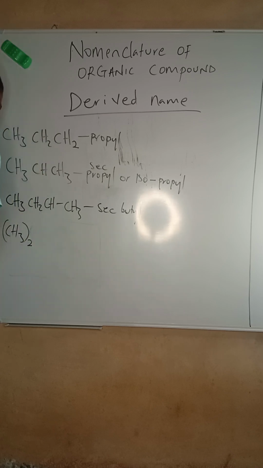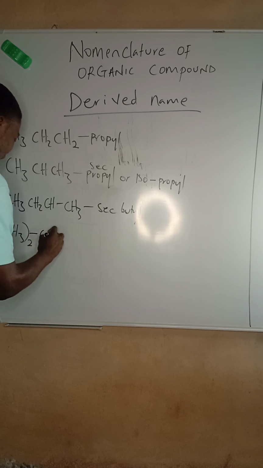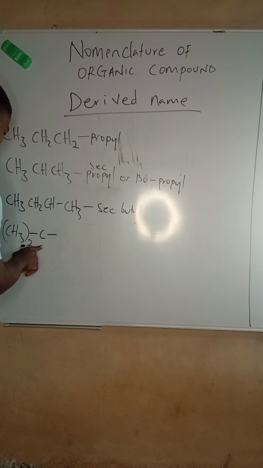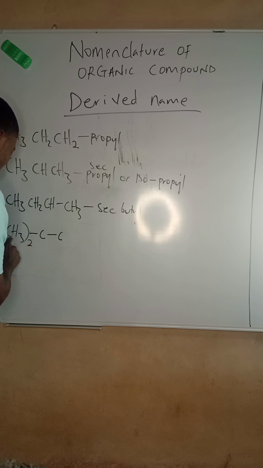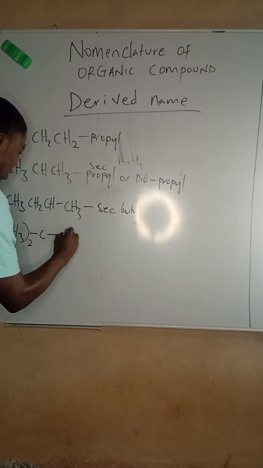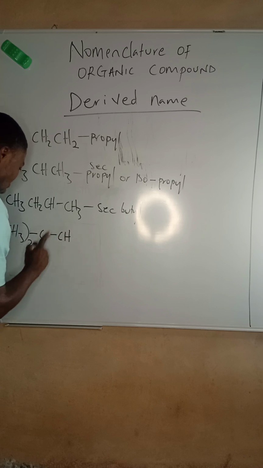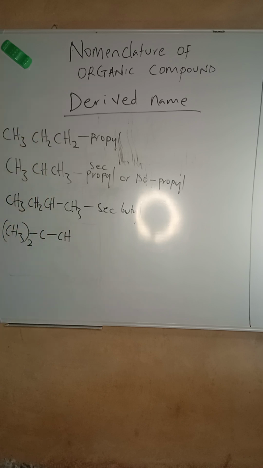There's an error in this one. It should be two CH3 bonded to a C, and that C does not have H. Then I have CH. Something like this. It's 4 carbons: 2, 3, 4.